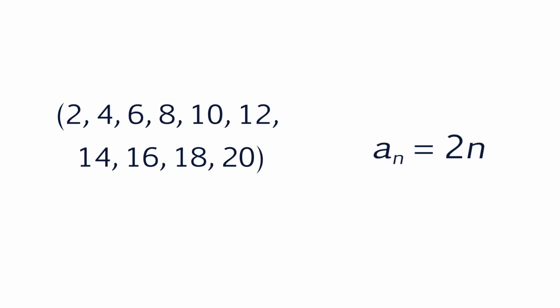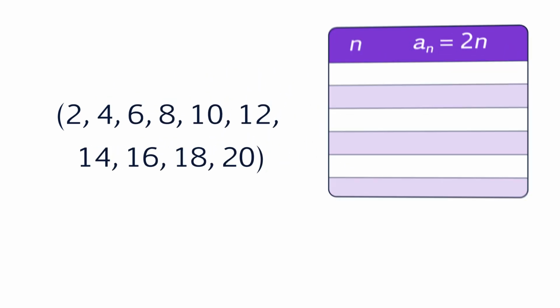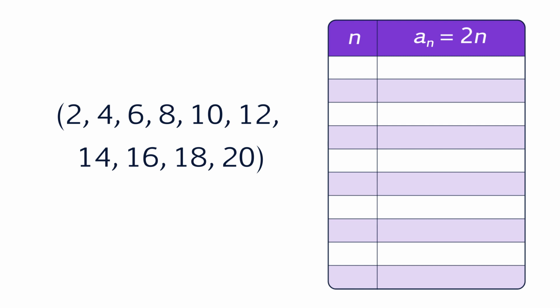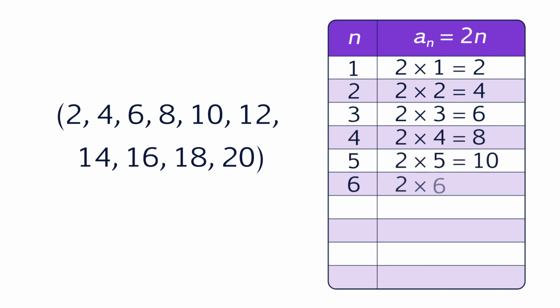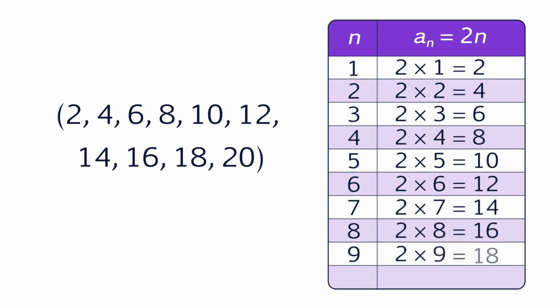To check that this is right, let's put the values in a table. The first element of the sequence, with index n equal to 1, is 2. The second, where n equals 2, is 4. The third, where n equals 3, is 6. This keeps happening until the final element, with index 10, having a value of 20.